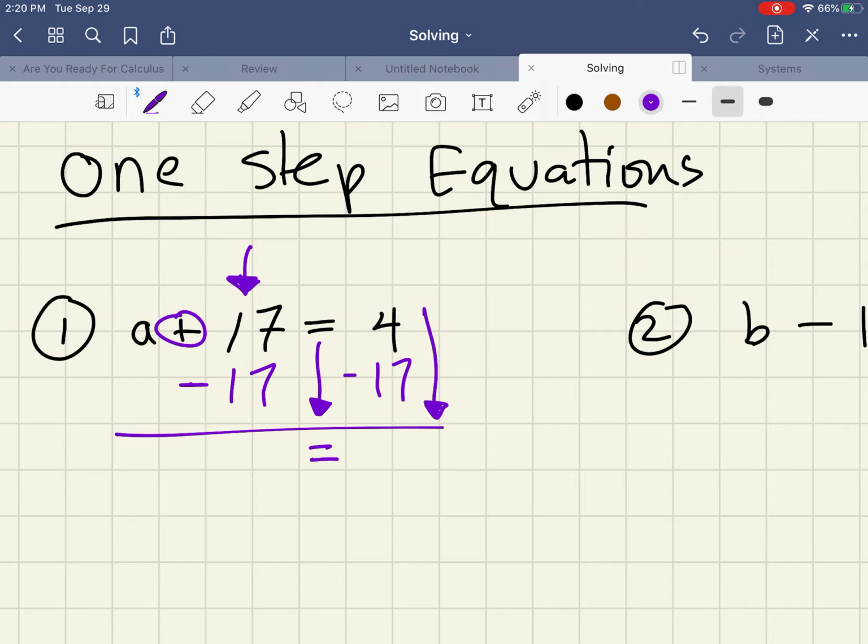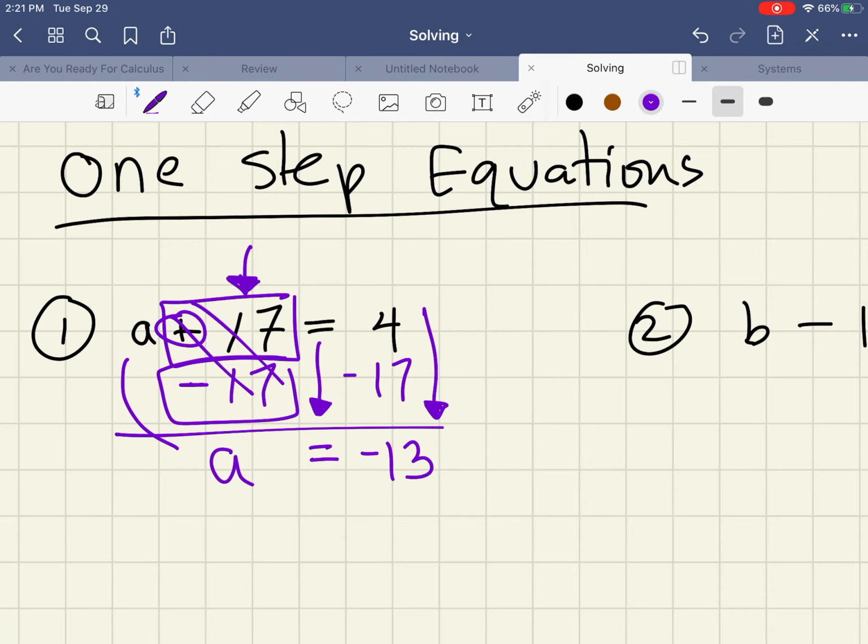So 4 minus 17 is negative 13. And the whole point of subtracting 17 was to cancel this 17 above it. So those are gone. And the A drops down. Done.